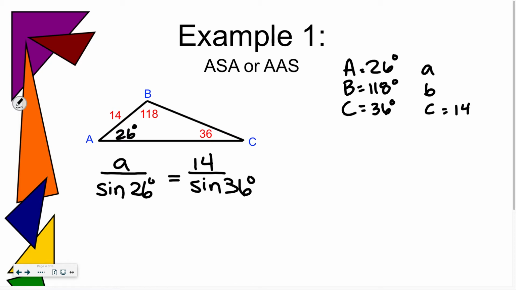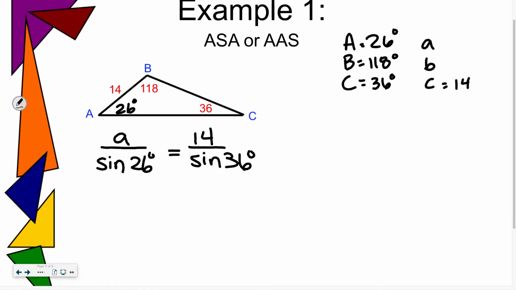Okay, how do you solve something? I call this a proportion. How do you solve a proportion? Cross multiply. Yeah, when you have an equal sign in between two fractions, you can cross multiply. So we'll get A times the sine of 36 equals 14 times the sine of 26. It does not create a fraction, it creates another equation. Those are the means and extremes of your proportions, if you remember those vocabs.